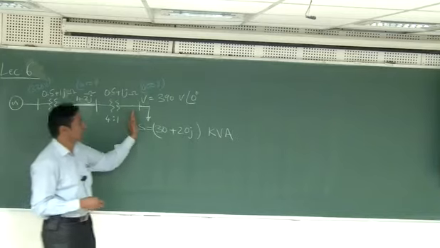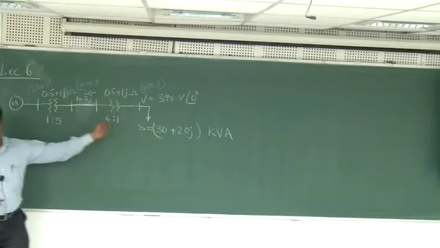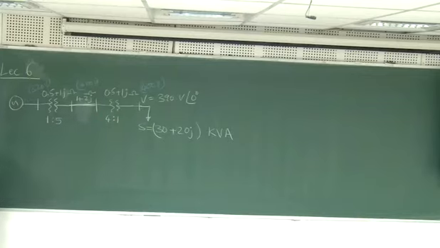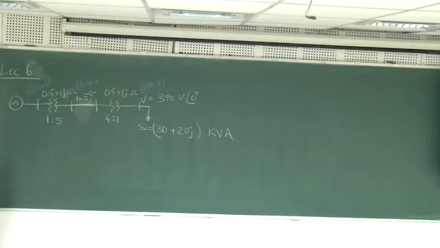Given the voltage at the receiving end, I want to find the voltage at the sending end. There is a reverse problem: given the voltage at the sending end, what is the voltage at the receiving end? That is a very difficult problem that we will see later. But this problem is comparatively easy, which we did last time. So how did we do that?